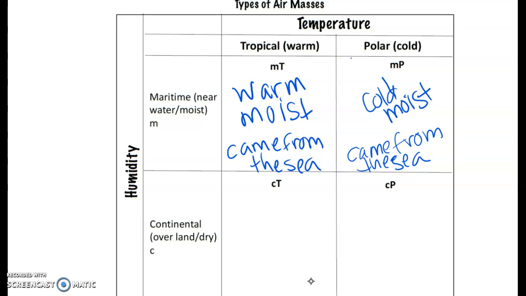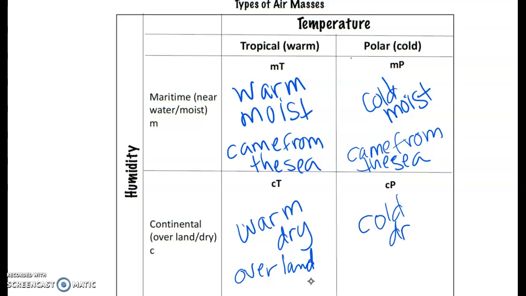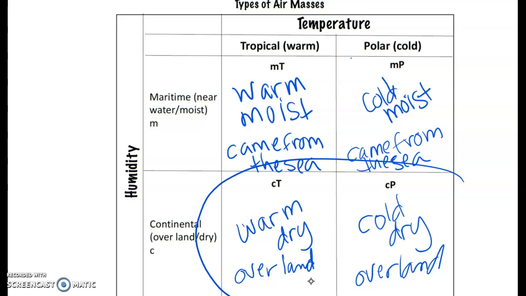Then we have continental, which is warm and dry because it was over land, so it's dry, and it originated over land, so there's less moisture. And then this is going to be cold and dry, and it originated over land. So these are the areas that we either have warm and dry or cold and dry. But Utah's a very dry place, so that's the kind of temperatures we're going to have.